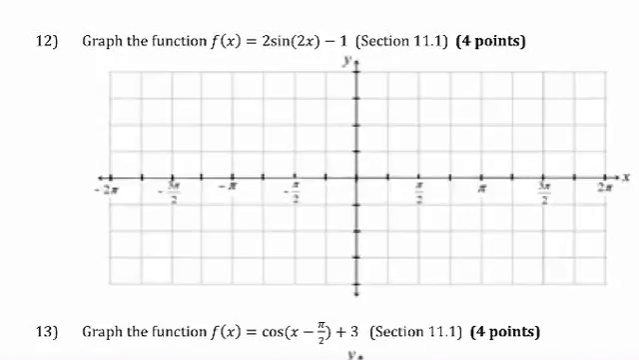Alright, number 12 looks similar to what we just did on number 11. However, in this case, we're working with sine, so we've got to be careful with that. I'm going to start off with our normal sine curve. Now you can always refer back to your calculators to see what the normal sine curve looks like if you need to.